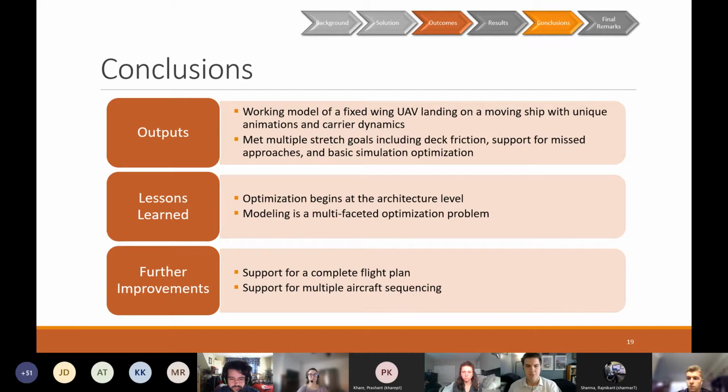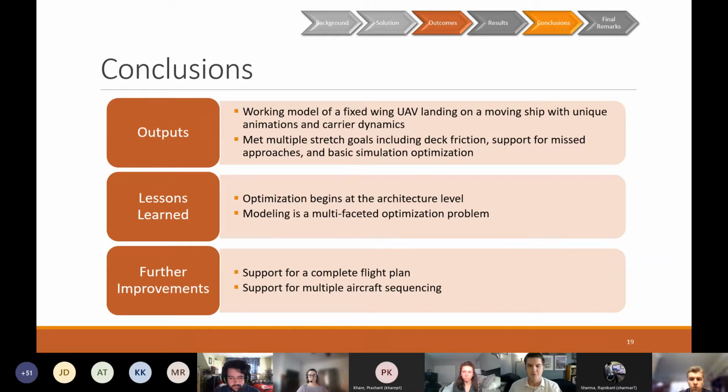Some of the lessons we really took away from this was that the optimization part of the project really begins at the architecture level when you're starting out. There is some work you can do in Simulink, but a lot of work needs to be done with how you actually define and manage your S functions to make sure that your refresh rate can stay quick. And then additionally, we've realized that modeling is a multifaceted optimization problem.